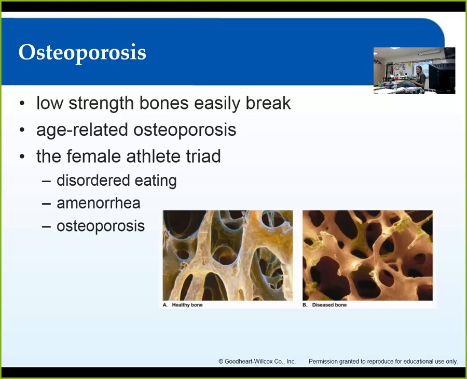How do you think you can prevent osteoporosis? Drink milk, eat your greens. Stuff that has calcium, vitamin D in it. Get outside and get in the sun. Orange juice. Yep. What else? What kind of exercise would you do?